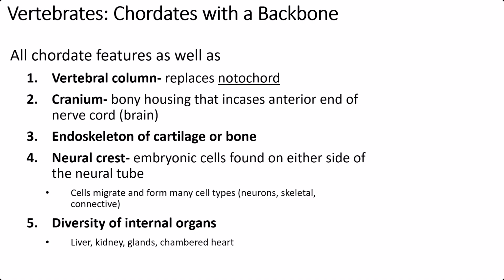They have a neural crest, which is embryonic cells that are found on either side of the neural tube, and those cells migrate and form many other cell types like neurons or skeletal tissue or connective tissue. And then vertebrates also have more diversity of their internal organs. So, for example, we have a liver and a kidney and various glands and a multi-chambered heart.